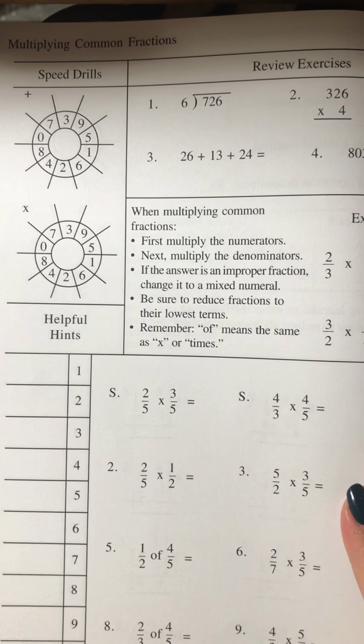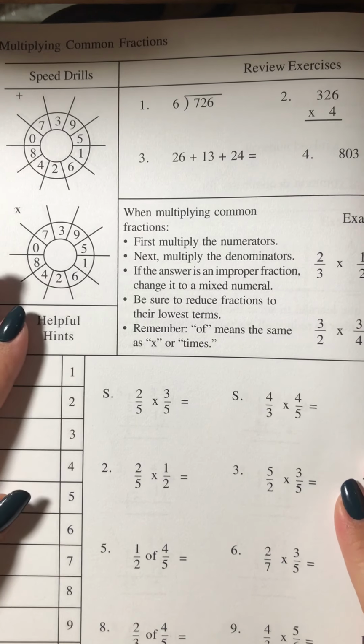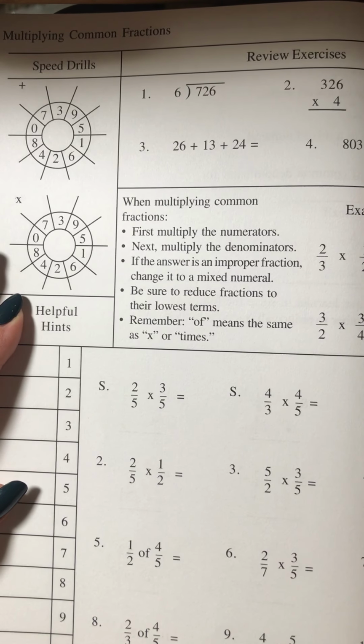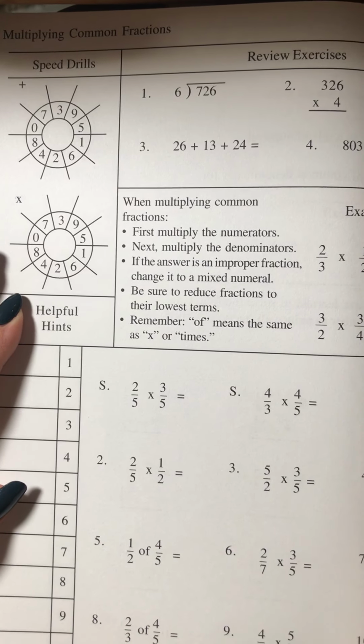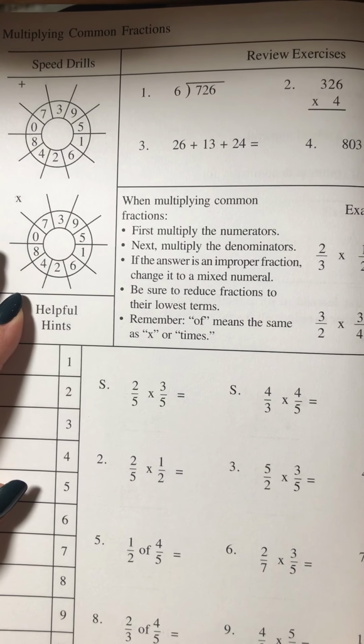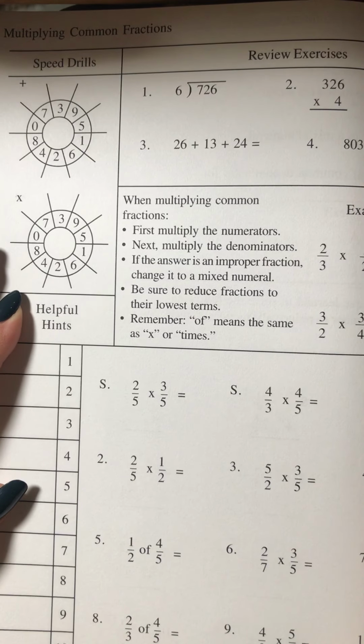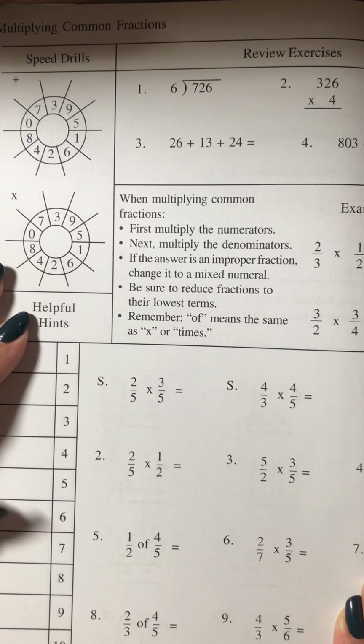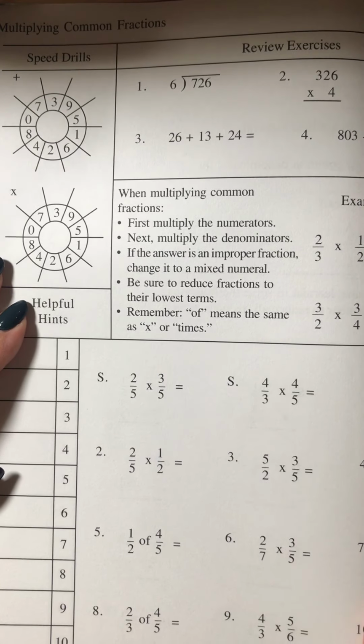One of the important things to remember is when we are multiplying fractions, it is not necessary to find a least common denominator. We're just going to simply multiply both the numerator, then the denominator, and find out if the fraction is improper or not. So I'm going to do the first two samples with you.